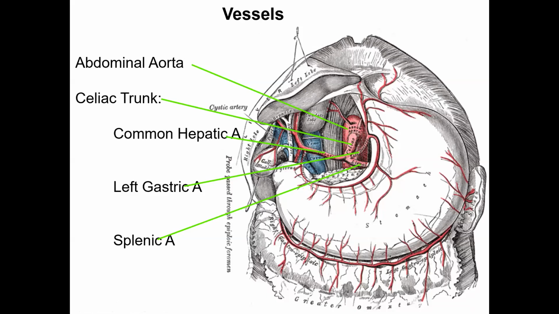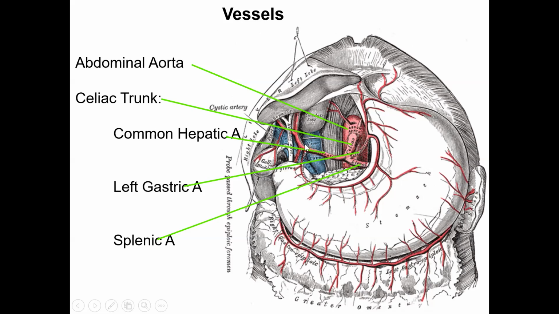Let's move on to speak about the vessels of the abdomen. So the first one is the abdominal aorta. This is descending through the posterior abdominal wall, and it gives off three main branches. We're going to speak about those three main branches individually. First off is the celiac trunk. Now, the celiac trunk is this stump that comes right off of the abdominal aorta. It's going to divide into three branches.